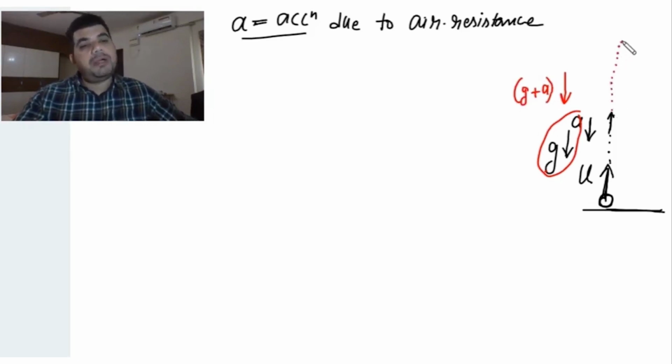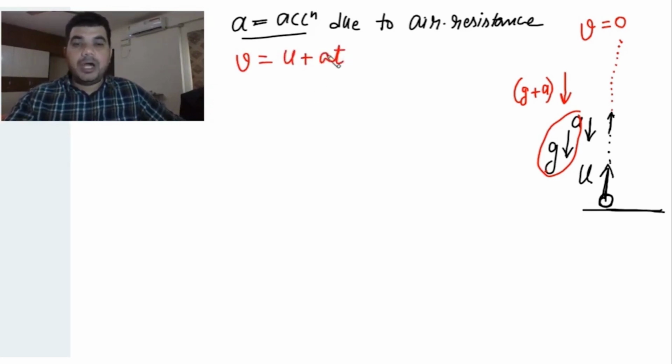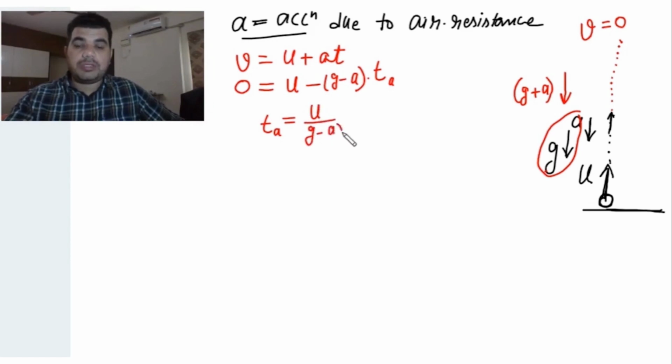Now it goes up, and the velocity will be 0. Now we have to find the time of ascent. So which formula do we have to apply? कौन सा formula apply करेंगे? Very easy. We apply the formula v is equal to u plus at, because we know that the final velocity is 0. So v is equal to 0. And u is the initial velocity, minus the acceleration, that is g plus a, and this is the time of ascent. So here you can say that the time of ascent is equal to u divided by g plus a.